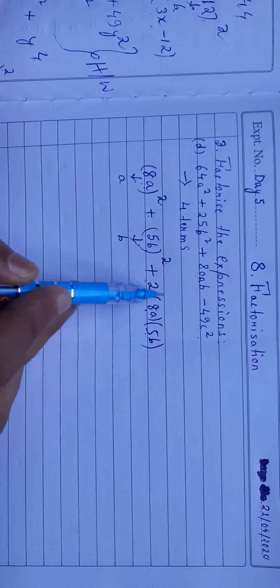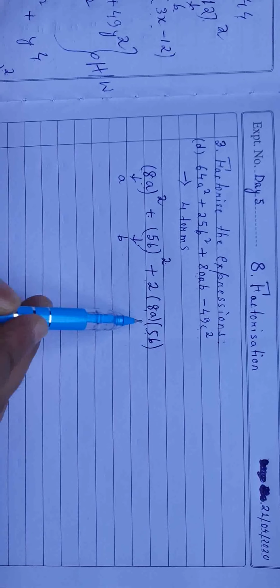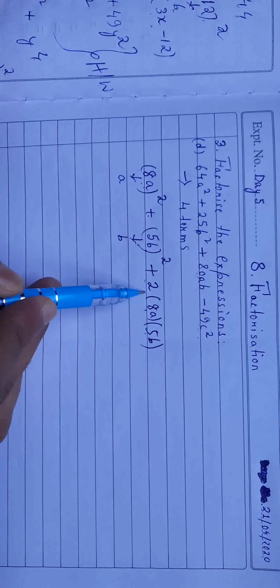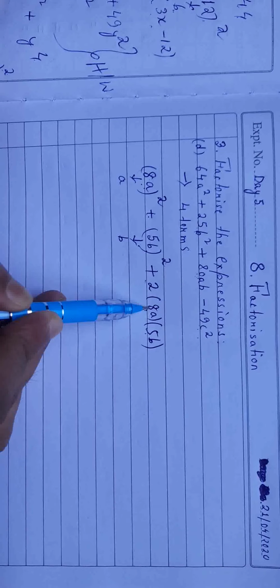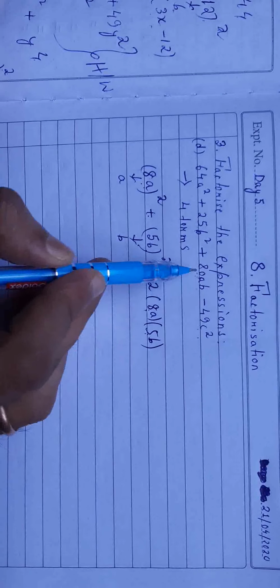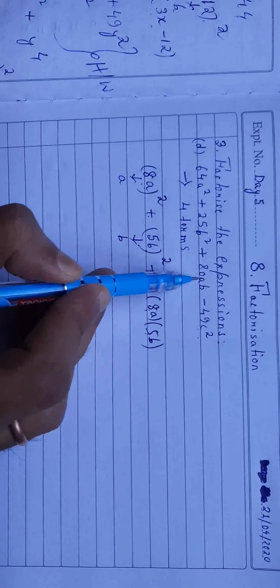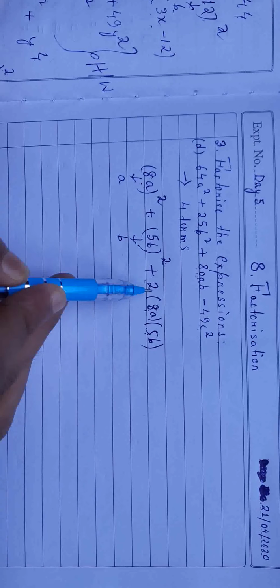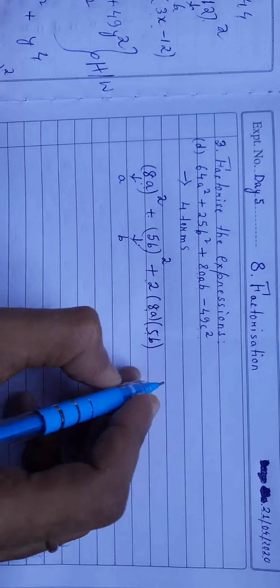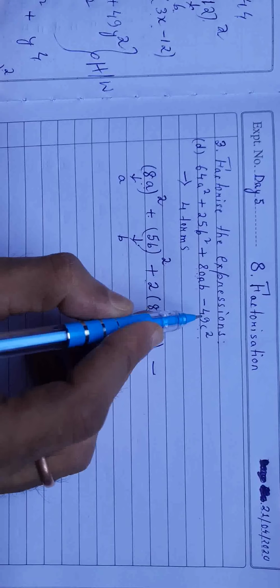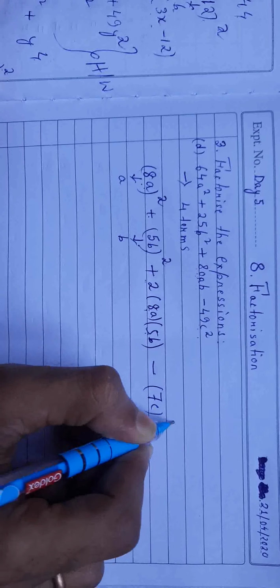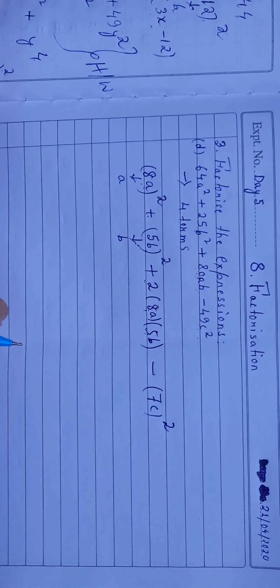So it became a square plus b square plus twice ab. Now let us check whether the third term we have written, twice ab, is equivalent to the expression given in the question. 2 into 8 is 16. 16 into 5 is 80. A into b is ab. So we have got the expression, a square plus b square plus twice ab, minus 49c square can be written as 7c whole square.